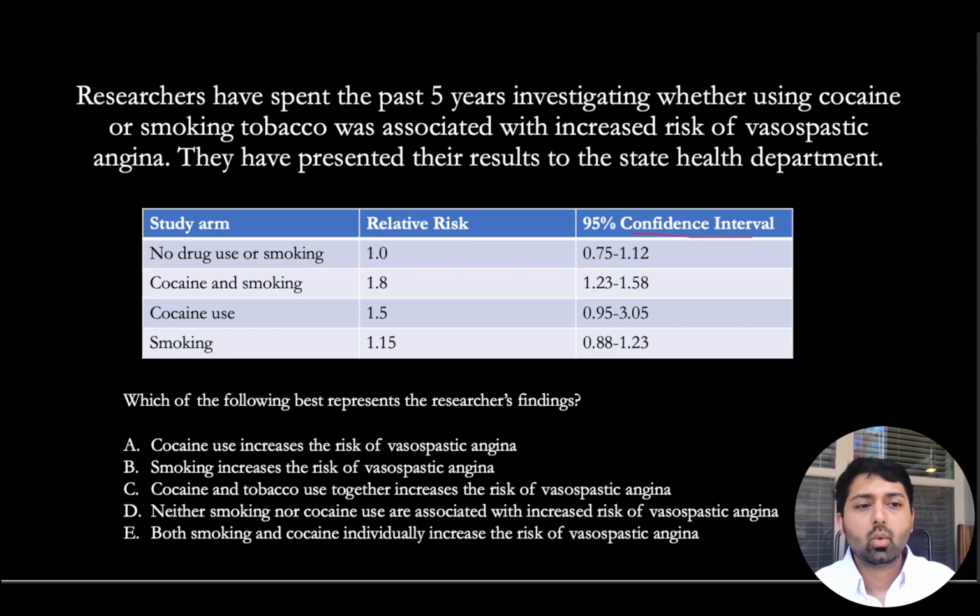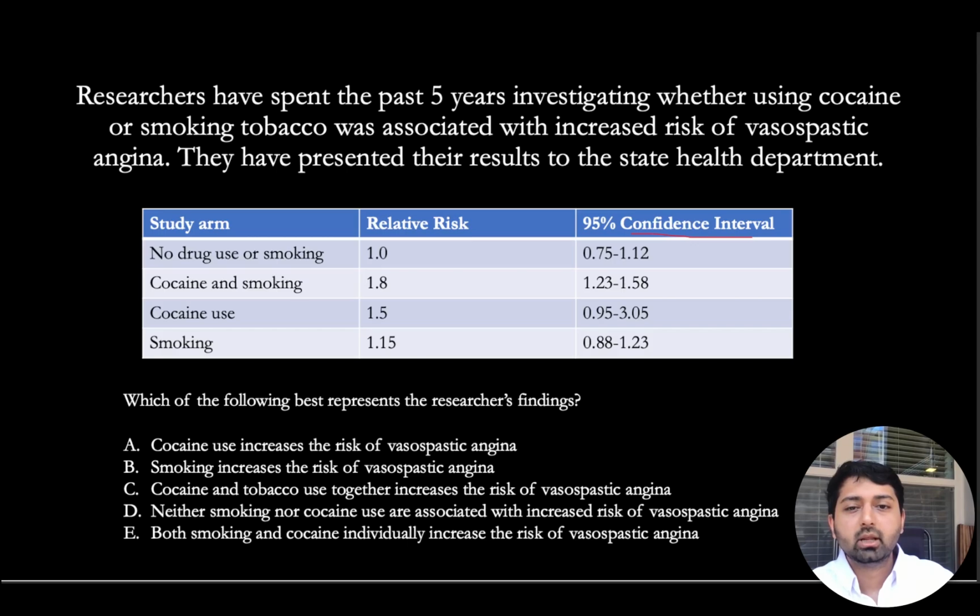And one thing to know about confidence intervals is if they include the number 1, then that means they're invalid. If we look at what this study is doing, we're looking at whether cocaine or tobacco use influences the relative risk of vasospastic angina. And we're given a bunch of relative risks, and we can read these relative risks.